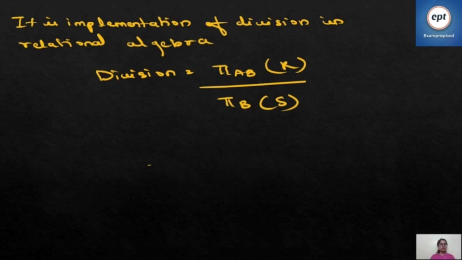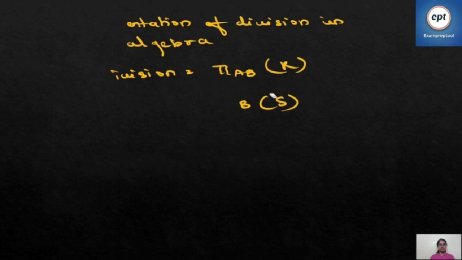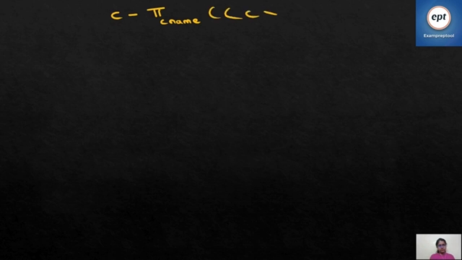Now let's write the given expression. The relation given is C minus projection of C name into C cross S minus B. This is the expression which is given to us.